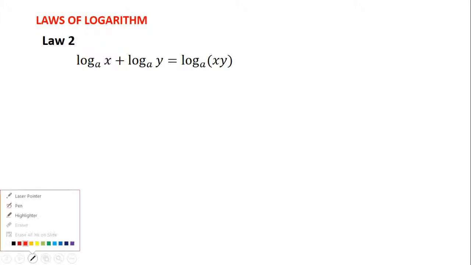Law 2 says that if we have log x base a added to log y base a, then you are going to have log x times y base a. So if you have the logarithm of a number to a given base plus the logarithm of another number to the same base, remember before you can do this, the bases must be the same. The base of this logarithm here is a, the base of this logarithm here is a. When that happens, the law says to multiply the logarithm numbers. So log xy base a.